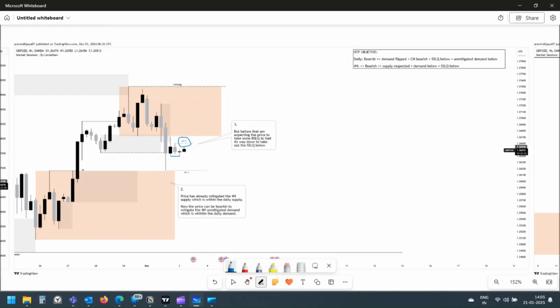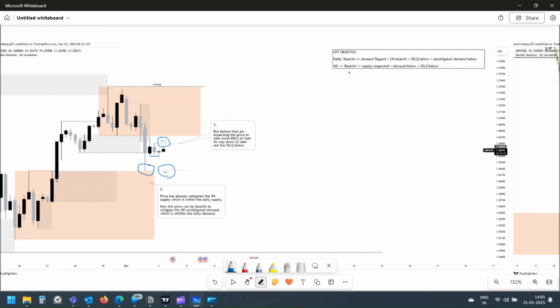So price did not mitigate this daily demand, so you can see that there is a small gap here. So I can expect the price to push down, take out this sell side liquidity below, and mitigate into this 4-hour demand and 4-hour / H1 demand.